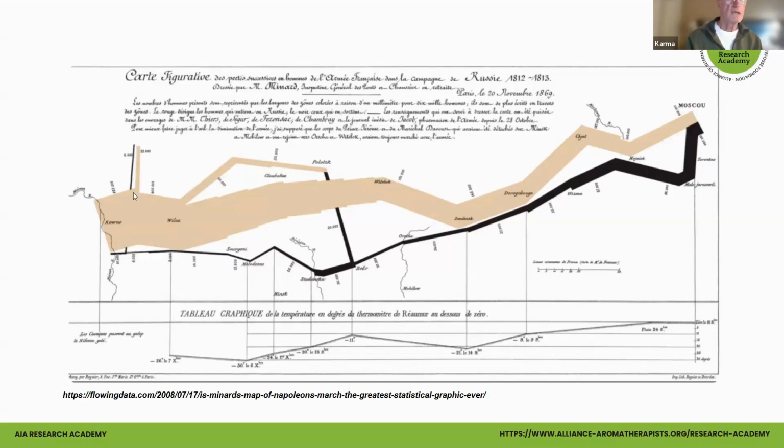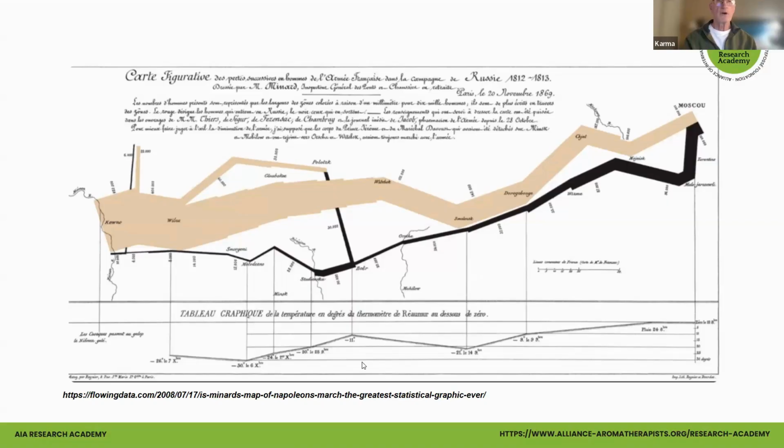And you see that this Russian campaign just decimated Napoleon's army. There was only a fraction of the people who got back. It also shows where they went. These are the rivers that they crossed and how many people they had there. And it also shows the temperature at that time.